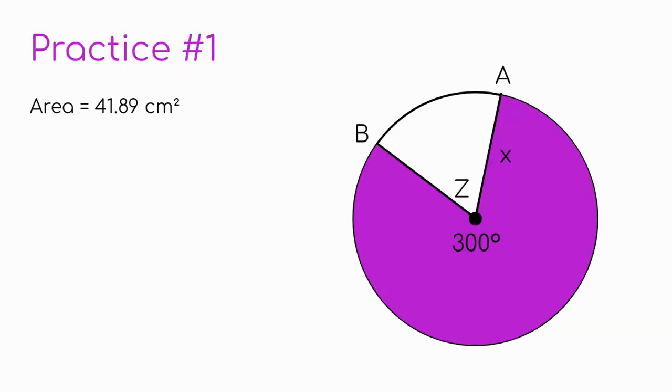So here's a practice problem. I want you to do exactly what we just did. If the area of the purple section is 41.89, I want you to solve for the radius.